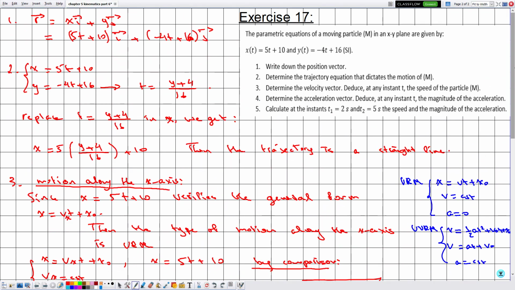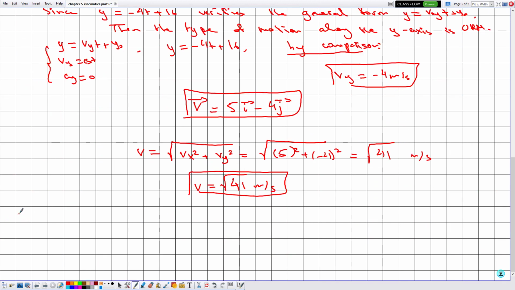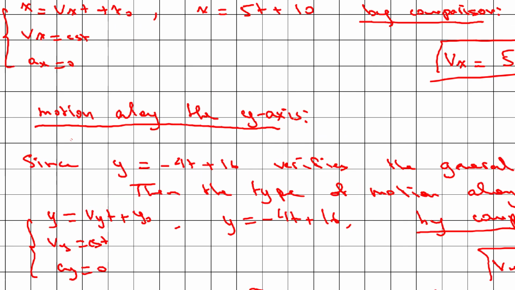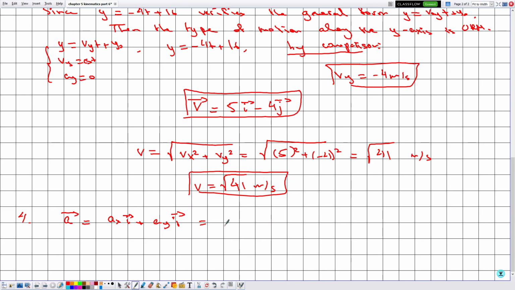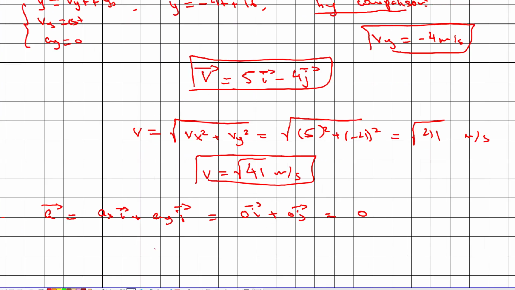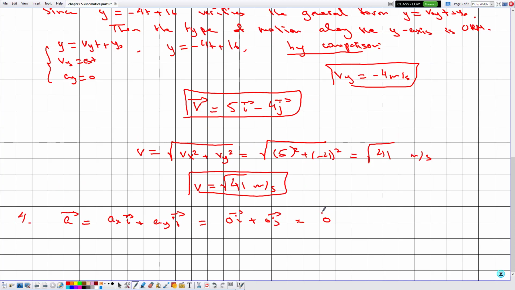Now in part 4 they are telling me to determine the acceleration vector. So now since we have studied the type of motions along the x and along the y, we can directly determine a, which is given by ax i plus ay j. Notice that in both cases the x and the y component of the acceleration is given by 0. So this is 0i plus 0j, which is equal to 0. Since this is a vectorial equation, we need to equate between vectors, so this is simply the 0 vector. Then the acceleration is equal to the 0 vector.